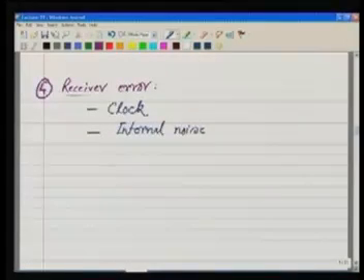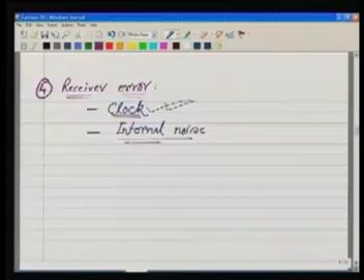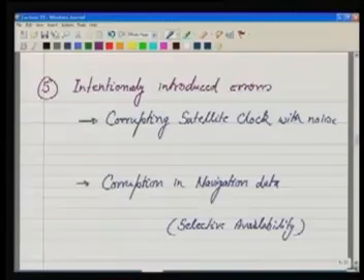Then, the receiver will also have some error in its clock, as well as the noise which is being produced by the receiver. This is also important over here.